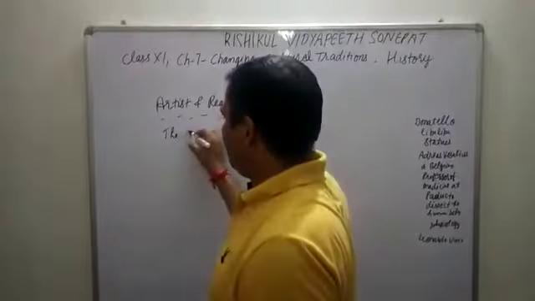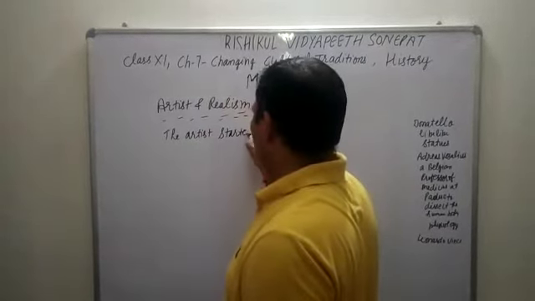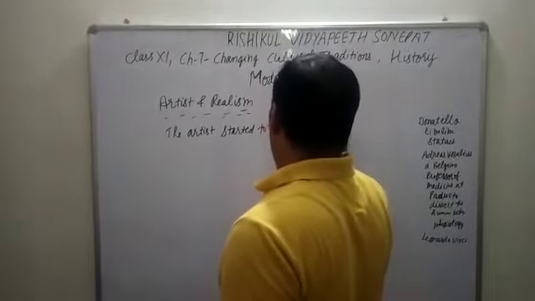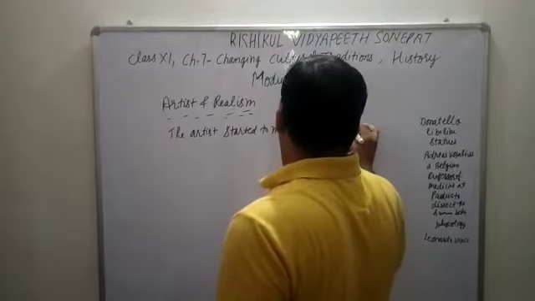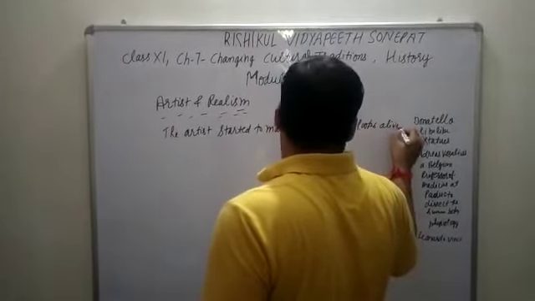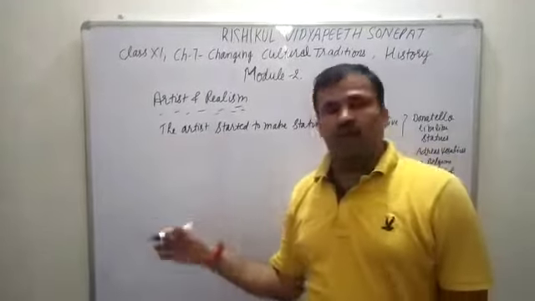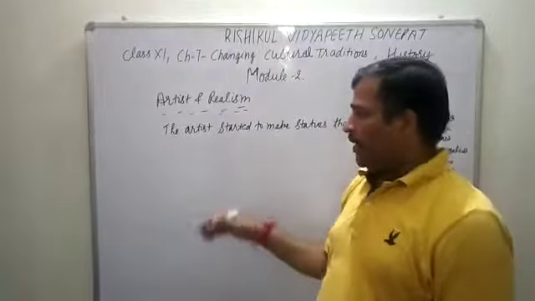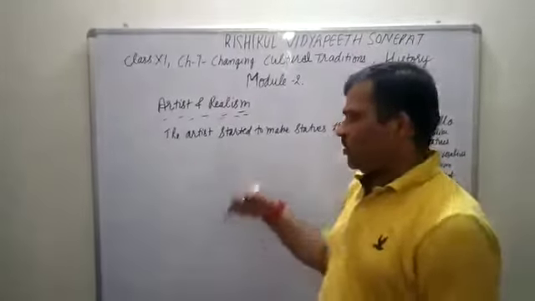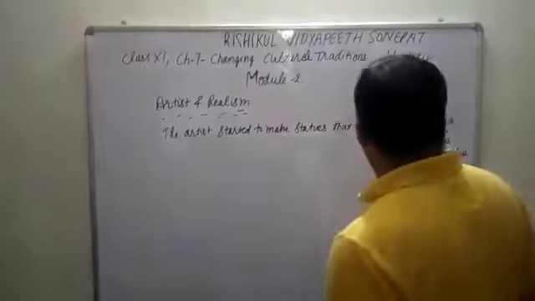Now, the artists started to make statues that look alive. It means that we look at them and feel they have life, and this important work helped in the development of humanism. One of the important artists was Donatello.